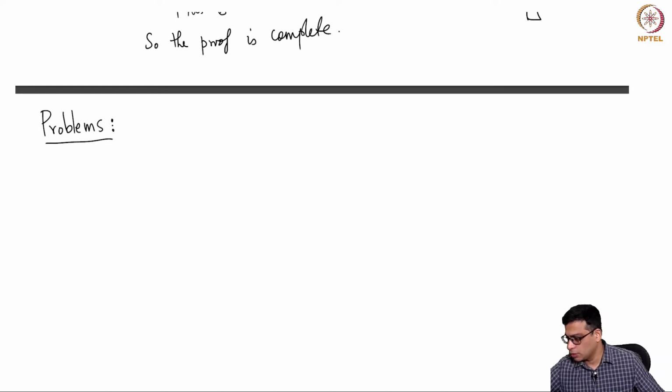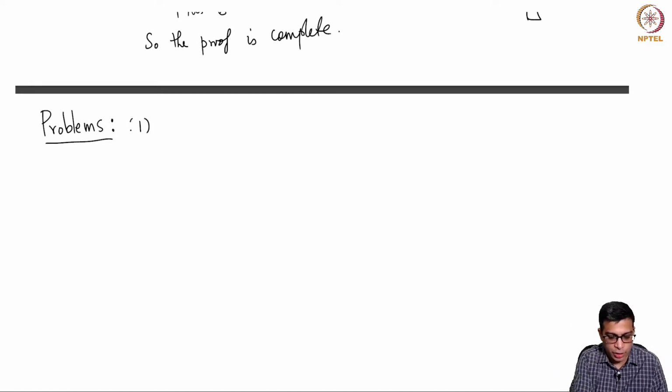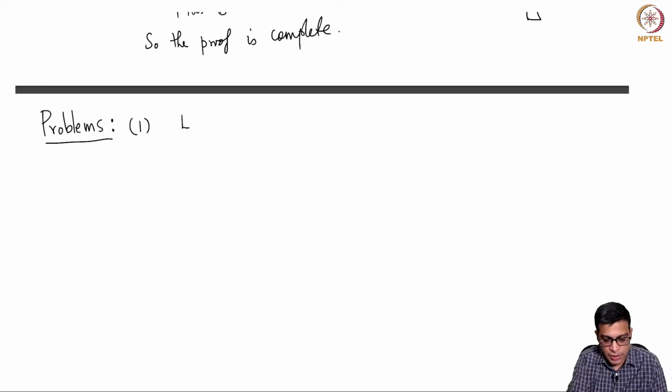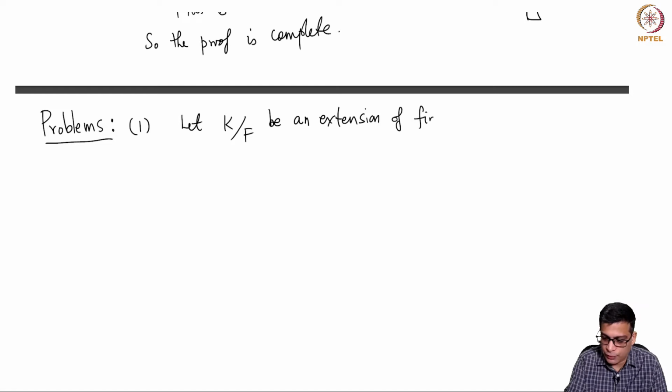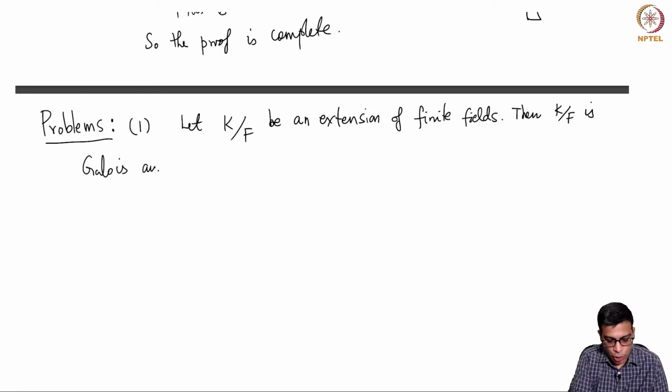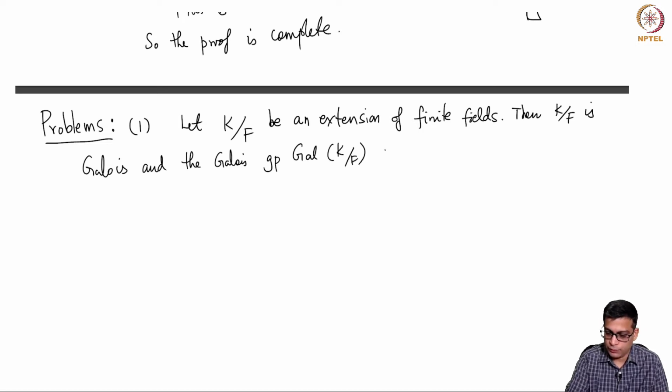So let me start with some observations that I made in the past, but I want to record them concretely so that you have a record of them and we discuss all the missing details. So the first problem is: let K over F be an extension of finite fields. Then K over F is Galois, that is the first statement, and moreover the Galois group of K over F is cyclic.